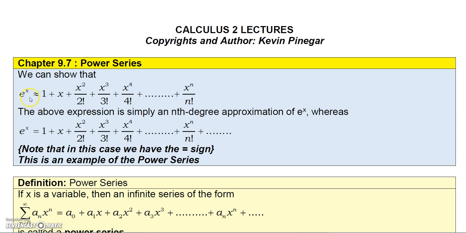So you can say that e to the x is approximately 1 plus x squared over 2 factorial plus x cubed over 3 factorial, and so on, where the nth term is x to the n over n factorial. Now, if you allow that to continue out infinitely, then that's actually the exact value of e to the x. But up here, since I stopped it at a particular value, that's only the approximation of e to the x.